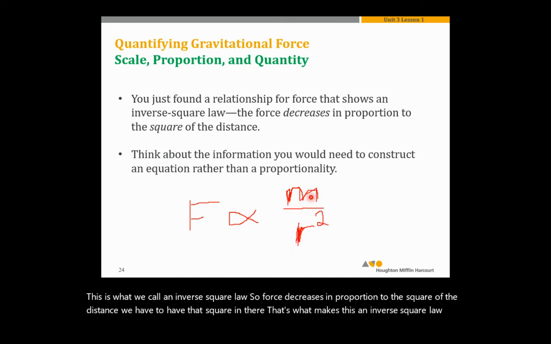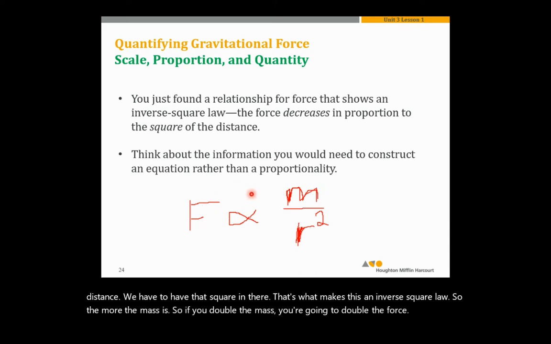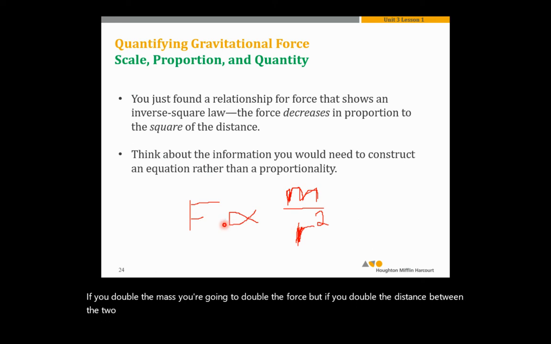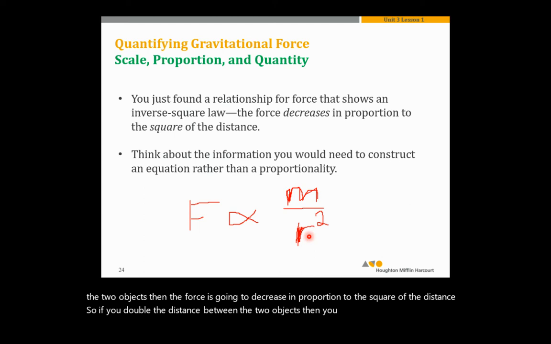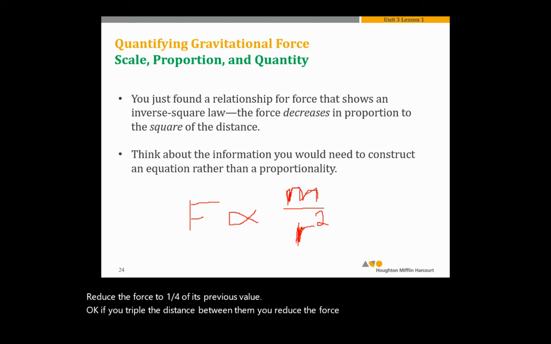So if you double the mass, you're going to double the force. But if you double the distance between the two objects, then the force is going to decrease in proportion to the square of the distance. So if you double the distance between the two objects, then you are going to reduce the force to 1/4 of its previous value. If you triple the distance between them, you reduce the force to 1/9 of its previous value, and so on.